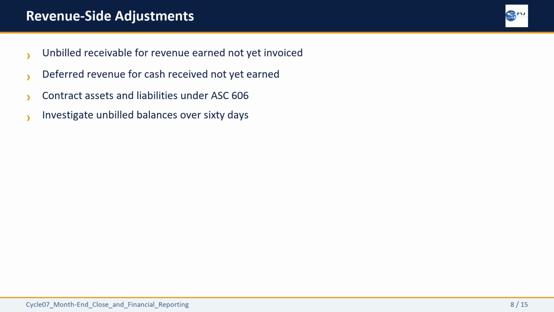Any unbilled amount older than 60 days should be investigated. Second, deferred revenue.